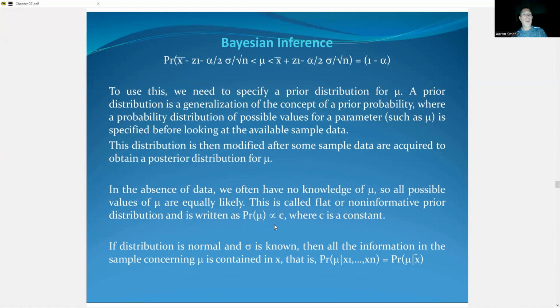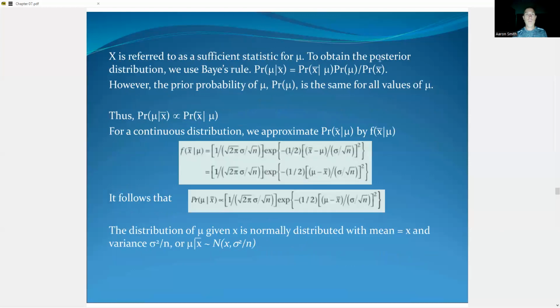to a constant. If the distribution is normal and sigma is known, then all of the information in the sample concerning mu is contained in x bar, and so everything that I know comes from my data, and it works out that for this problem, all the informative value of my entire data set is equal to the informative value of the sample average. X bar is referred to as a sufficient statistic for mu. To obtain the posterior distribution, we use Bayes' rule.